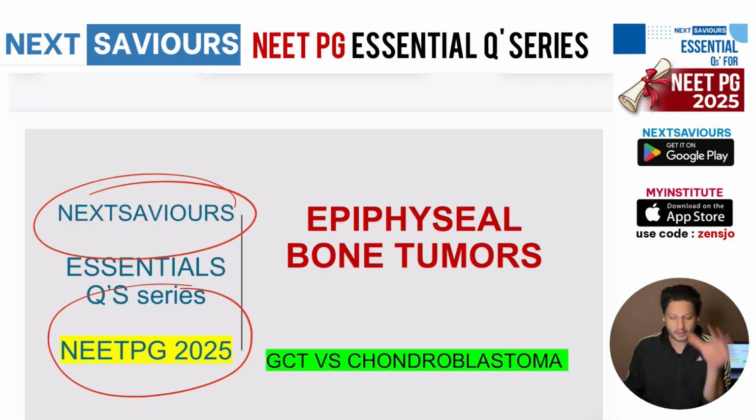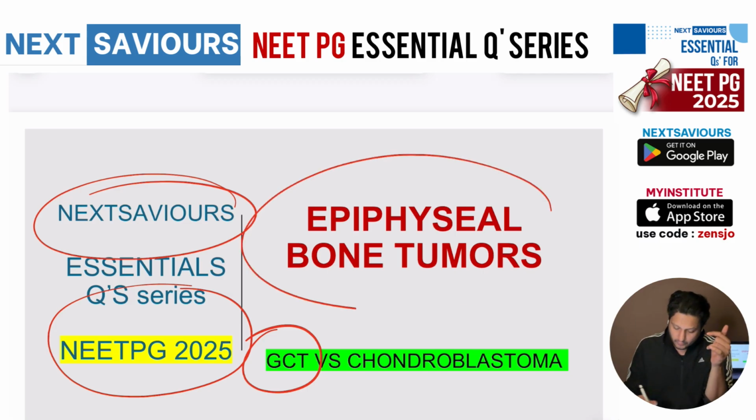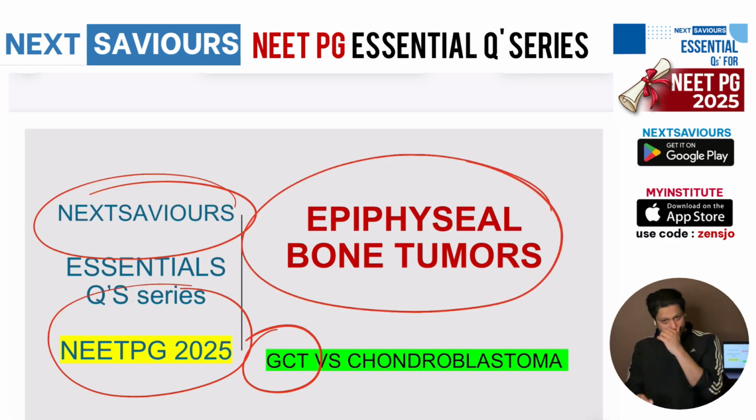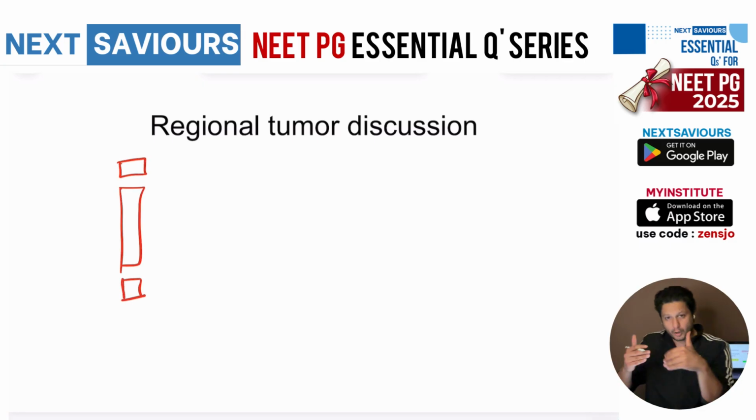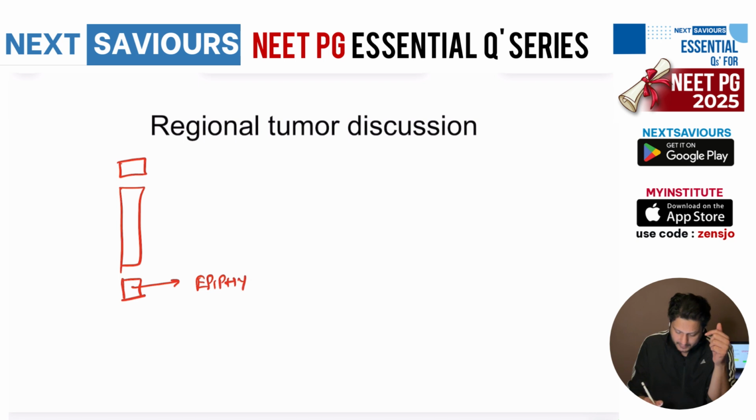There is no paper where there is not a question related to GCT or important benign tumors. And today we are going to talk about the differences between the epiphyseal tumors which are usually asked in your examinations. A bone can be divided into various regions based upon the specific histological patterns, and the ends of the bones are to be identified as epiphyses.